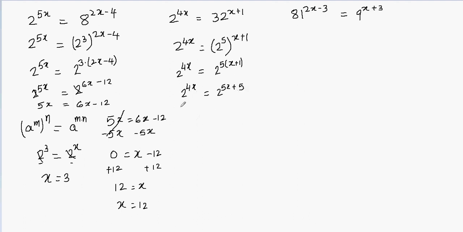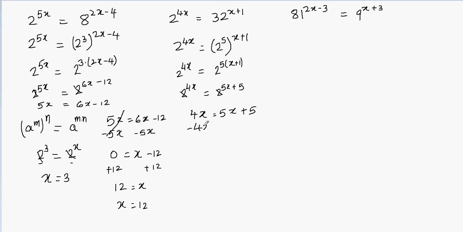Now you can see that I have like bases. They just go away. I can cancel them out and bring down the exponents. So this is 4x is equal to 5x plus 5. Now this is a simple equation and I have to solve it for x.